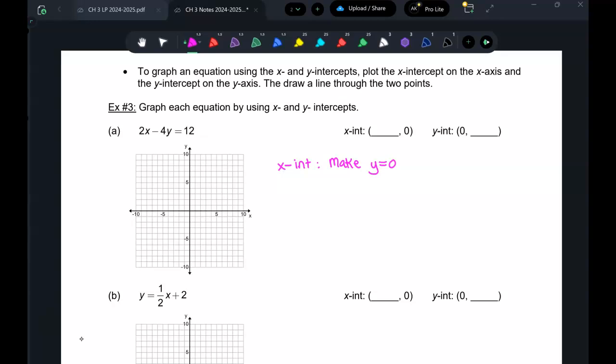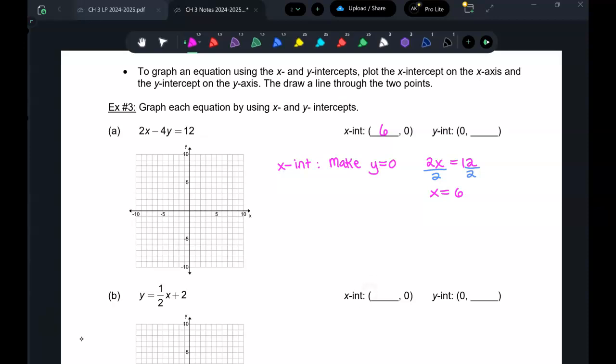So what's going to happen here? 2x. What's going to happen to the 4y? You just leave it. It gets multiplied by 0, so it just goes away. So we have 2x equals 12. We can just ignore that because when y is 0, that whole term just disappears. So x equals 6. Okay, good. So we're going to divide, and we get x equals 6. So up here, I'm going to put 6 comma 0.